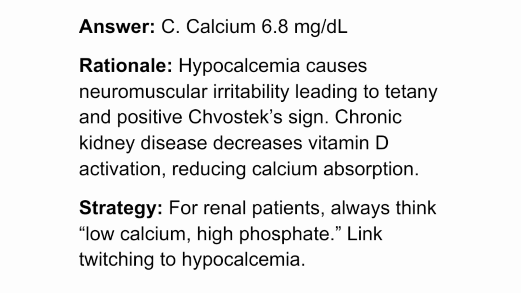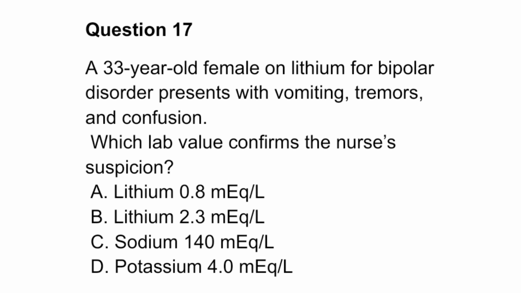Answer: C. Calcium 6.8 milligrams per deciliter. Rationale: hypocalcemia causes neuromuscular irritability leading to tetany and positive Chvostek's sign. Chronic kidney disease decreases vitamin D activation, reducing calcium absorption. Strategy: for renal patients, always think low calcium, high phosphate. Link twitching to hypocalcemia.